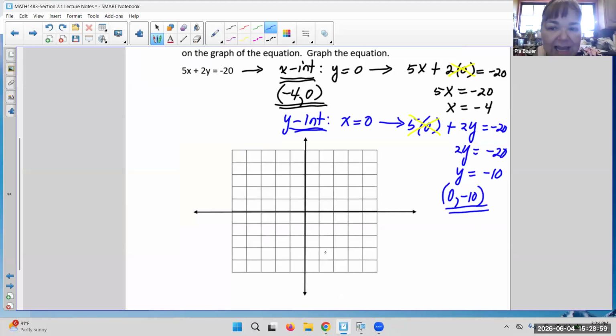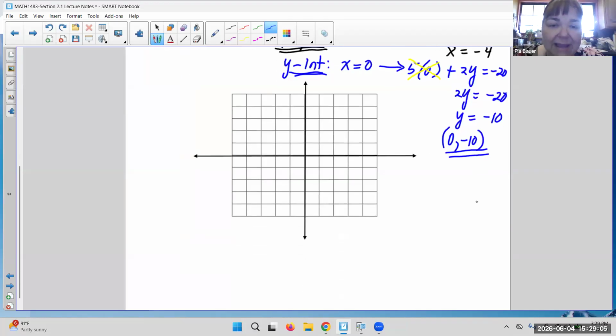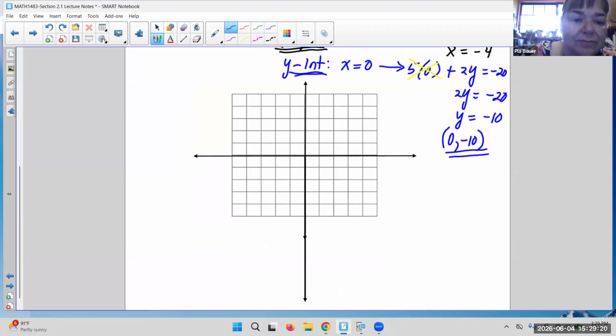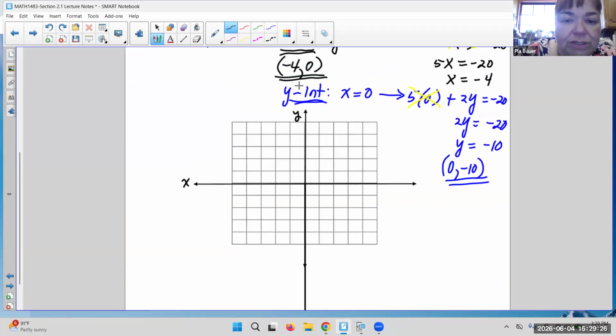I can see that I don't have enough room for the negative 10, but if you're doing this by hand, then we can actually extend that. So I'm going to make more divisions here and more room. So here is the x-axis. Here is the y-axis. The point negative 4, 0.